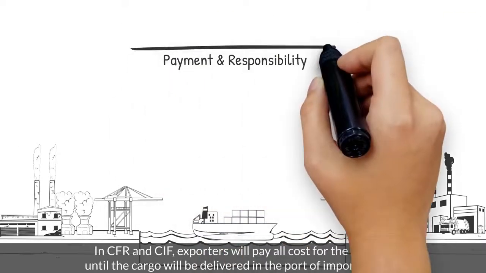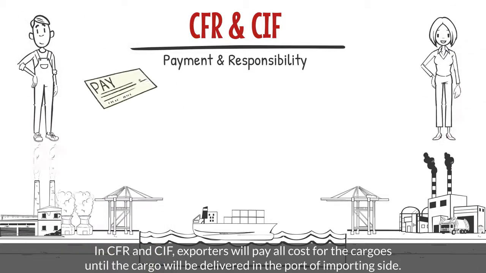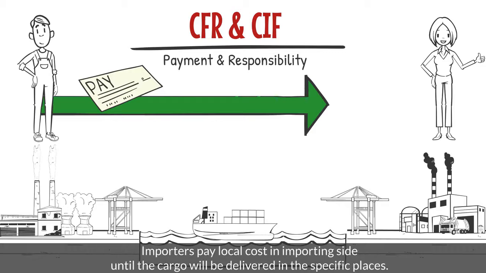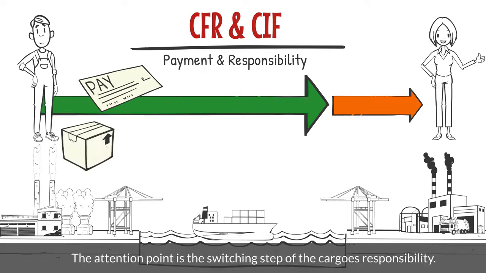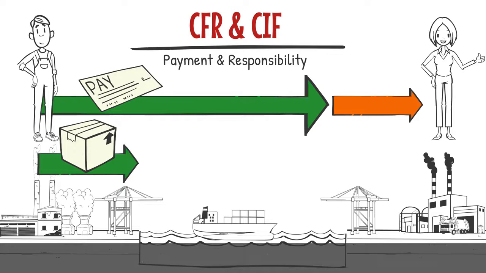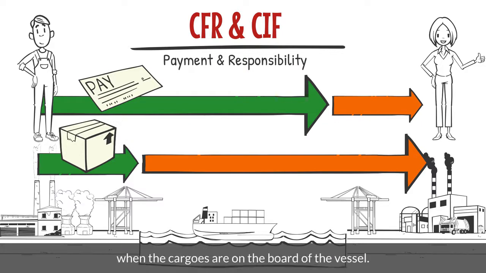In CFR and CIF, exporters will pay all costs for the cargoes until the cargo is delivered at the port on the importing side. Importers pay local costs on the importing side until the cargo is delivered to the specific places. The attention point is the switching step of the cargo's responsibility. It is the same as FOB, where the cargo's responsibility moves from sellers to buyers when the cargoes are on board the vessel.